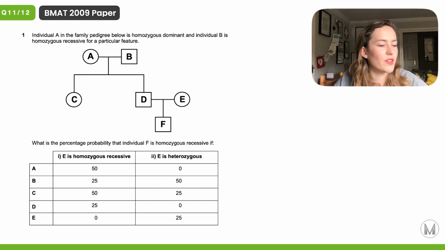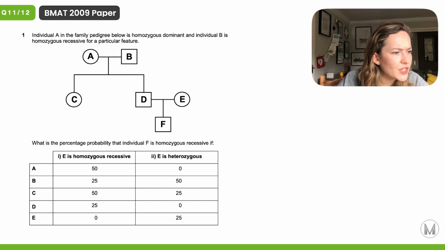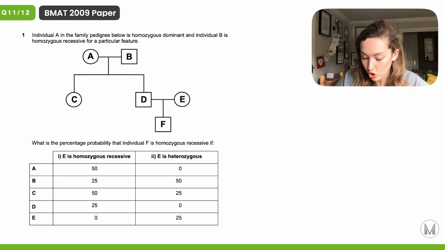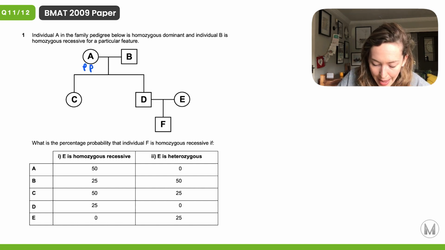Okay, so this question from the 2009 paper tells me that individual A is homozygous dominant, so I'll give it capital P, and B is homozygous recessive, so lowercase p. It's a little bit hard to show the difference between those. What is the percentage probability of individual F being homozygous recessive? So homozygous recessive, lowercase p, if E is homozygous recessive. Let's do that first. So let's cross A and B first.